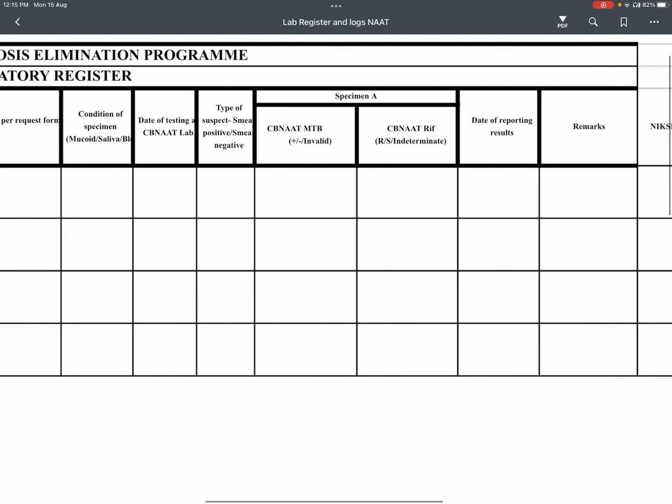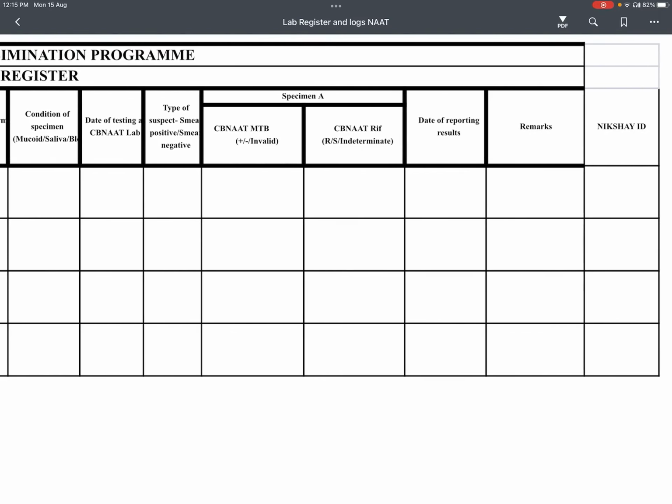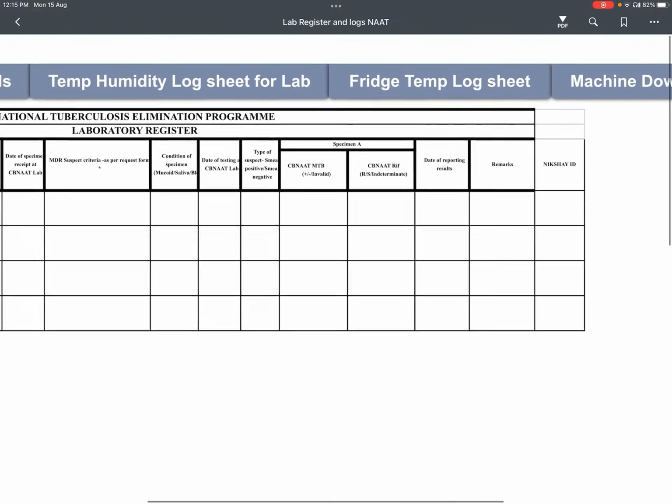Then the date of reporting of the results. Remarks: say if we had a DNA extraction error, there is no place to write DNA extraction error, so kindly note in the remarks that for this particular sample there was a DNA extraction error, because at the end of your monthly indicators you have to denote the number of errors, and also the number of times you have repeated an error sample. All those data will be asked, so you have to write all the details in these particular areas. Once you enter this data in Ni-Kshay, you can write the Ni-Kshay ID. So this was the lab register.